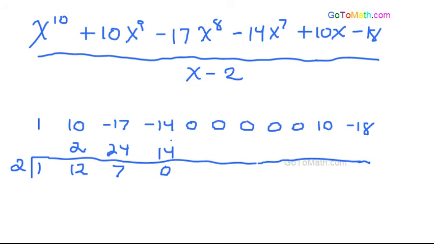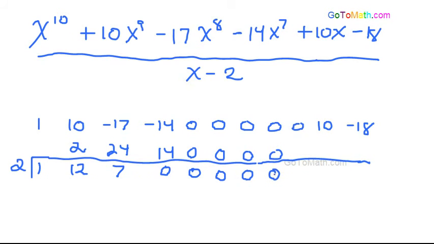That's good, that's going to be a 0. So 2 times 0 is 0. So we'll bring that down. 2 times 0 is 0. Add those together, you get 0. 2 times 0 is 0. Sounds like a broken record. 2 times 0 is 0. That's going to be 0.